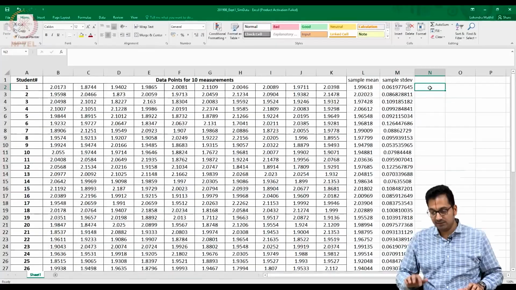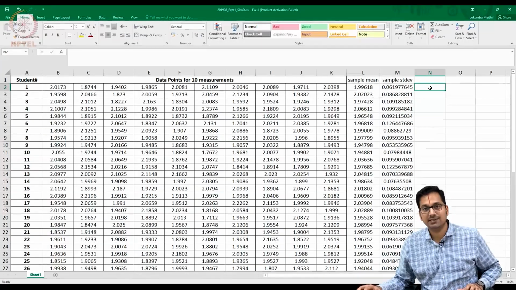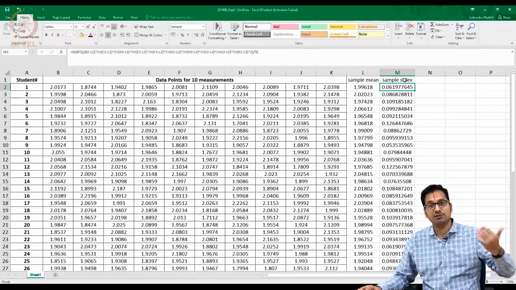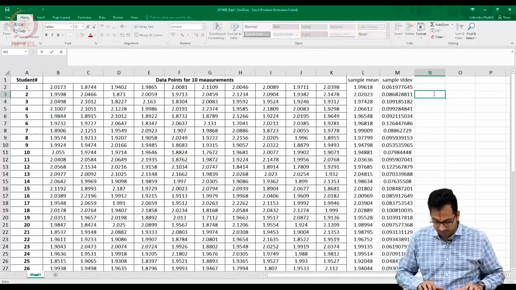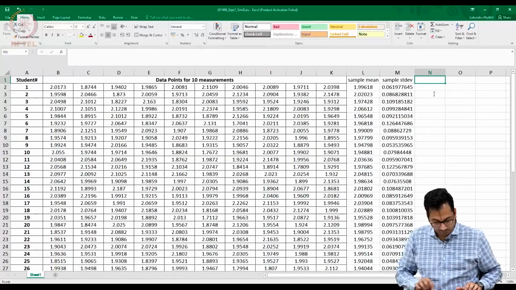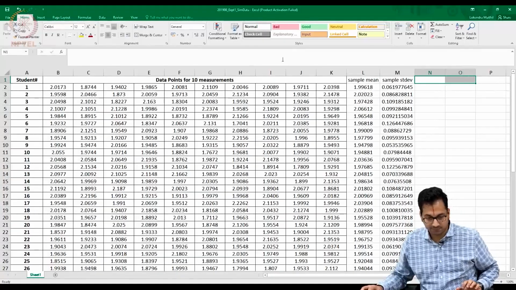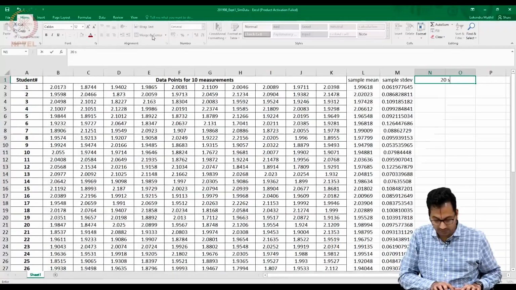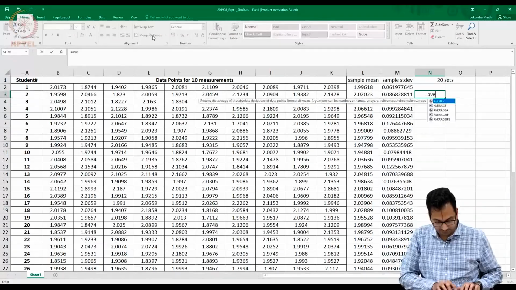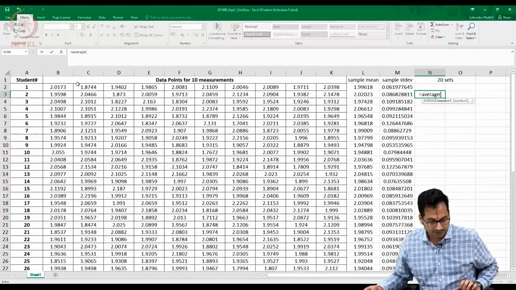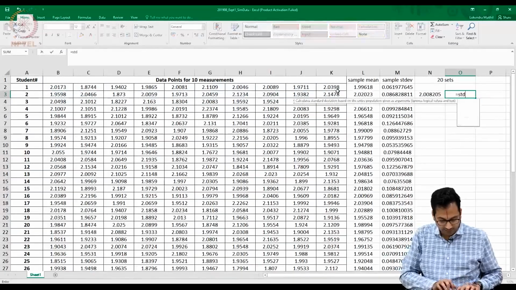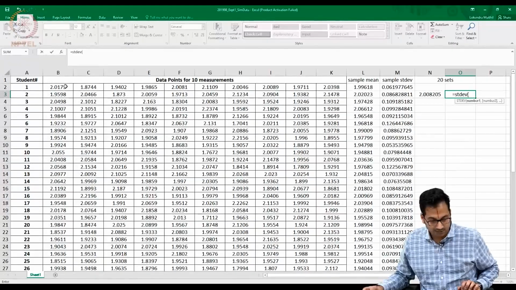So now that we have gotten this, let's try to understand, instead of using 10 data points in each one of these, what happens if you use 20 data points at a given time. So here let's take a look at the average and standard deviation for 20 data sets at a time. So let me merge the cells to say 20 sets at a time. So here I am going to say average and then select these 20 cells, and then similarly standard deviation and these 20 cells.